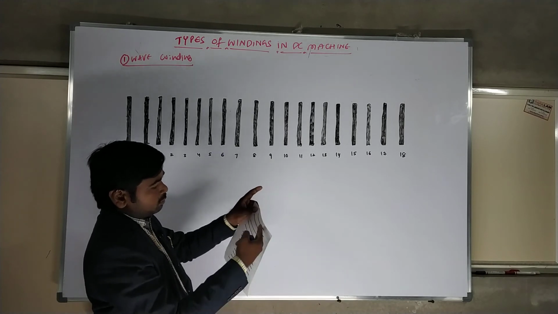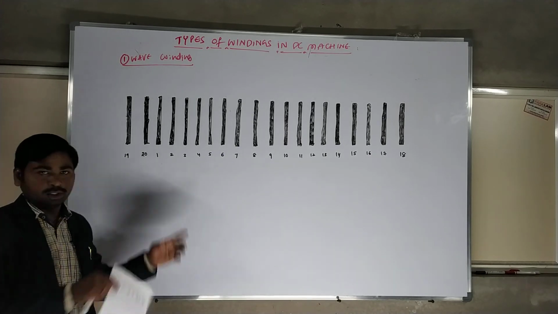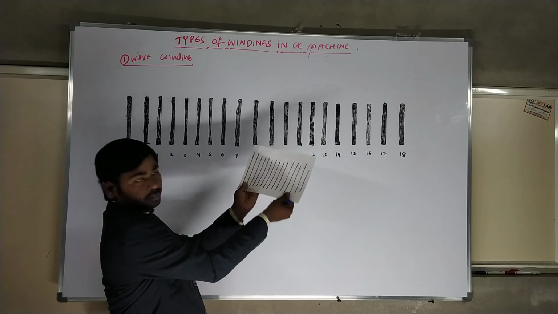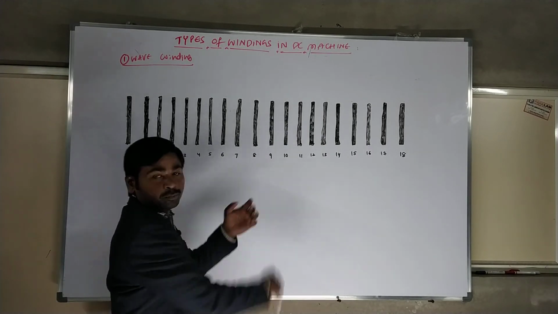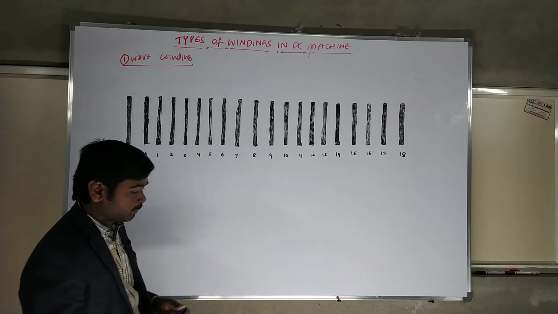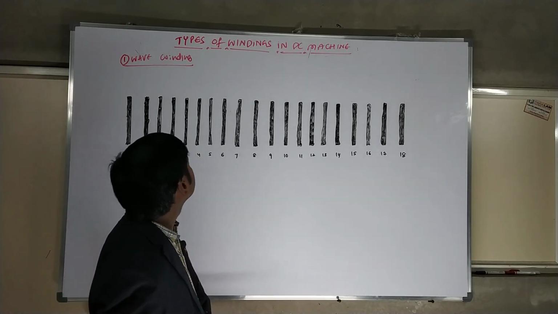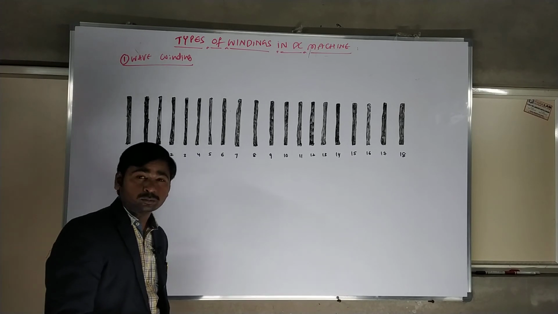I opened it, 19, 20, 21. It should be like a complete closure. I think that's very clear. I opened it closely. These are the slots. So how should this wave winding take place?